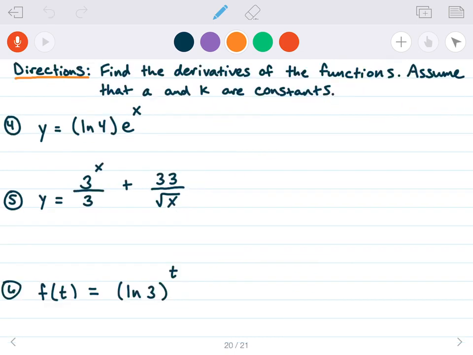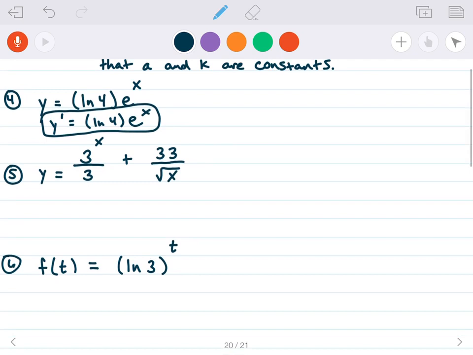Let's do some more of these. So ln of 4, that's just a number, so we just treat it like it's a 2 or a 3 or anything in front of an e to the x. And so this is just going to be itself. So y prime is just going to be ln of 4 times e to the x.